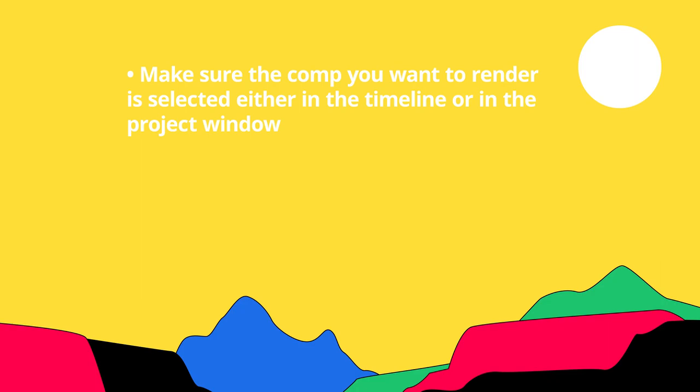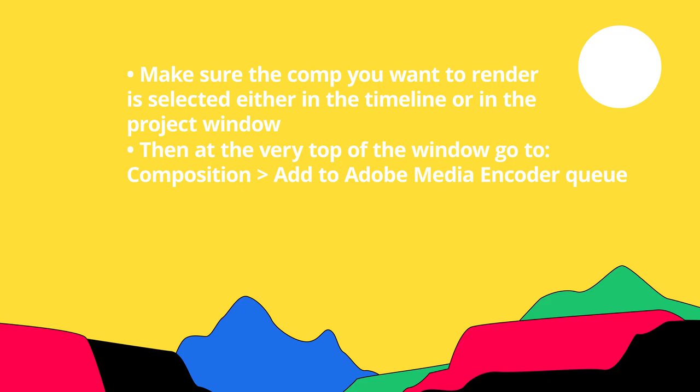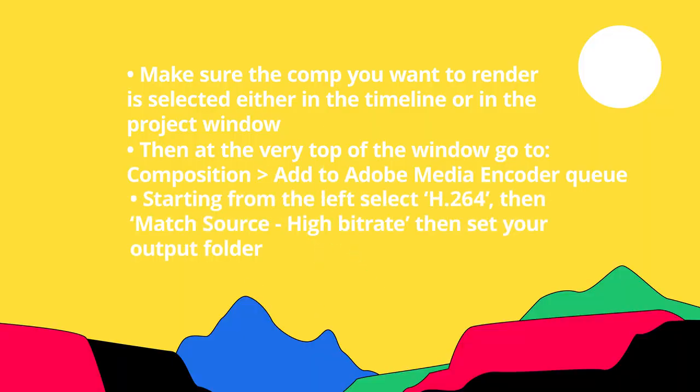Then go up to composition at the very top of the After Effects window and go down to add to Adobe Media Encoder queue. Media Encoder should open, and then with a little bit of waiting probably, your composition should appear in the render queue. Then make sure you're outputting an H.264, which is the render codec for an MP4, and set your output settings to match source high bitrate, and then select the folder where you want the MP4 to go. After that, you can just press the green play button at the top right of the Media Encoder window and everything should start rendering. Amazing, so you've now finished your animation and you've now outputted a file ready to share.